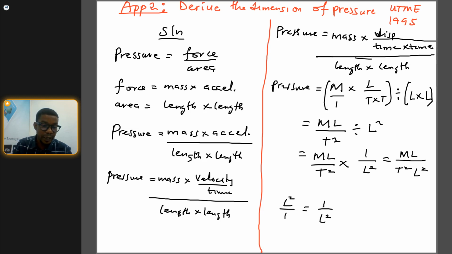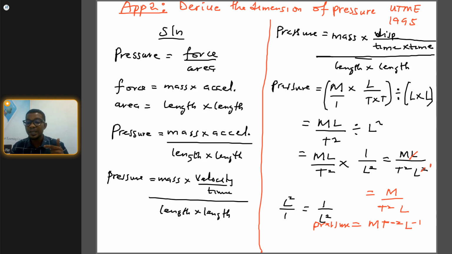So we can divide. L cancels one of the L's out, we have 1 left. So we have M over T squared L. And finally, our pressure will be equal to M, L to the power of minus 1, T to the power of minus 2. So that is M L minus 1 T minus 2.